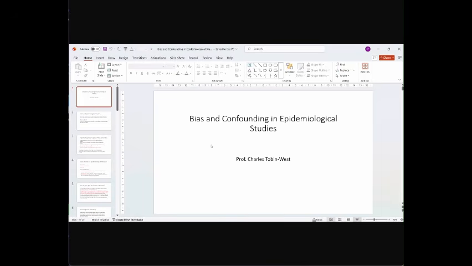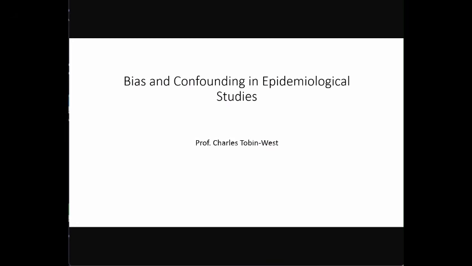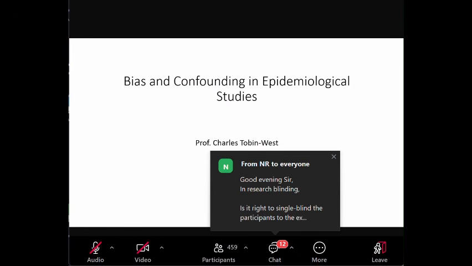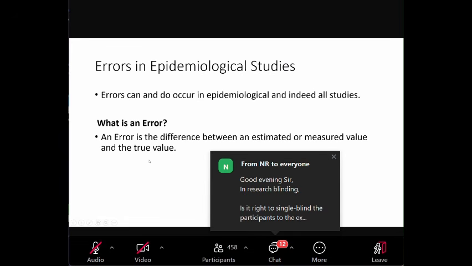Bias and confounding in epidemiological studies. It should have been bias and confounding in research. It's not really epidemiological studies. Epidemiological studies are just one of the ways we say research, anyway, studies, research.